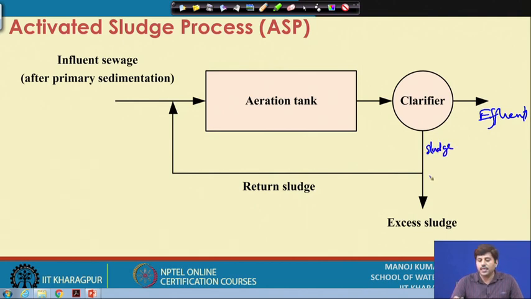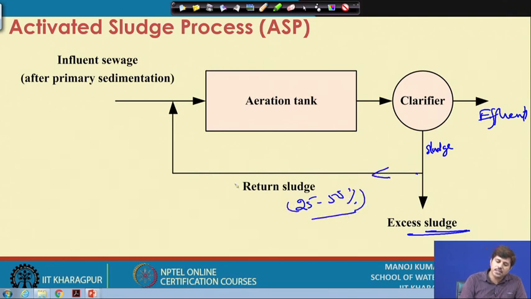So here the water goes out as effluent and the settled sludge is collected. Out of the settled sludge, part of the sludge is wasted, which is the excess sludge, while the part of sludge, typically somewhere between 25% to 50%, is recycled back to the aeration tank, the aeration system. So that is the returned sludge component. This recycling is advantageous in terms of managing the required amount of biomass in the system.